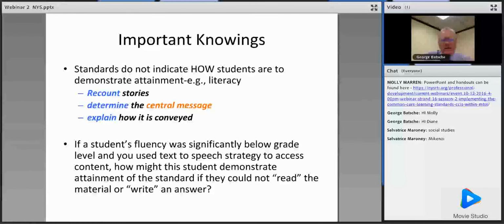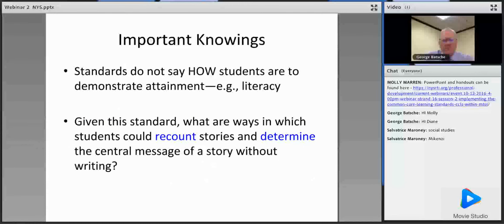So some of the important knowings, I went ahead and verbalized them. The standards don't indicate how students are to demonstrate the attainment. Recount stories determine. We kind of went through this example, and we went through both of those examples. So I'm going to stop here for today and just summarize quickly that we, at the beginning of our time, we really said there are three different behaviors that we look at in kids in a multi-tiered system.